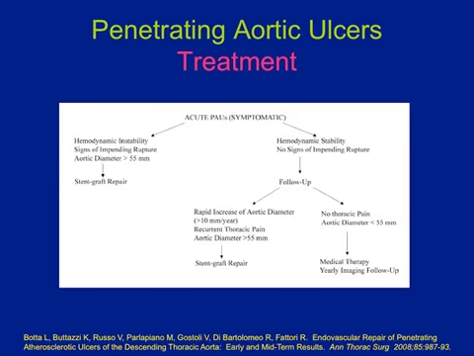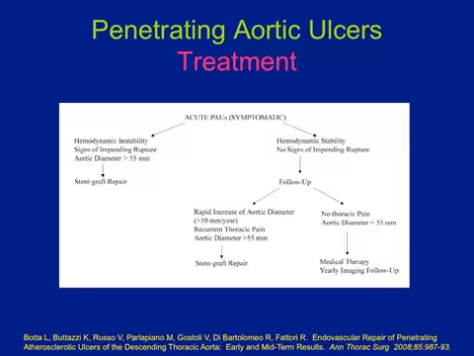Looking at the descending thoracic aorta, however, a different algorithm has been suggested for acute penetrating aortic ulcers. In the case of the acute penetrating aortic ulcer that is symptomatic, if there's any evidence of hemodynamic instability, signs of impending rupture, or an aortic diameter greater than 5.5 centimeters, a stent graft repair has been advocated. In this other subset of patients where they have hemodynamic stability with no signs of impending rupture, serial imaging during hospitalization is warranted. If these images are stable, the patient is then discharged with plans of follow-up.